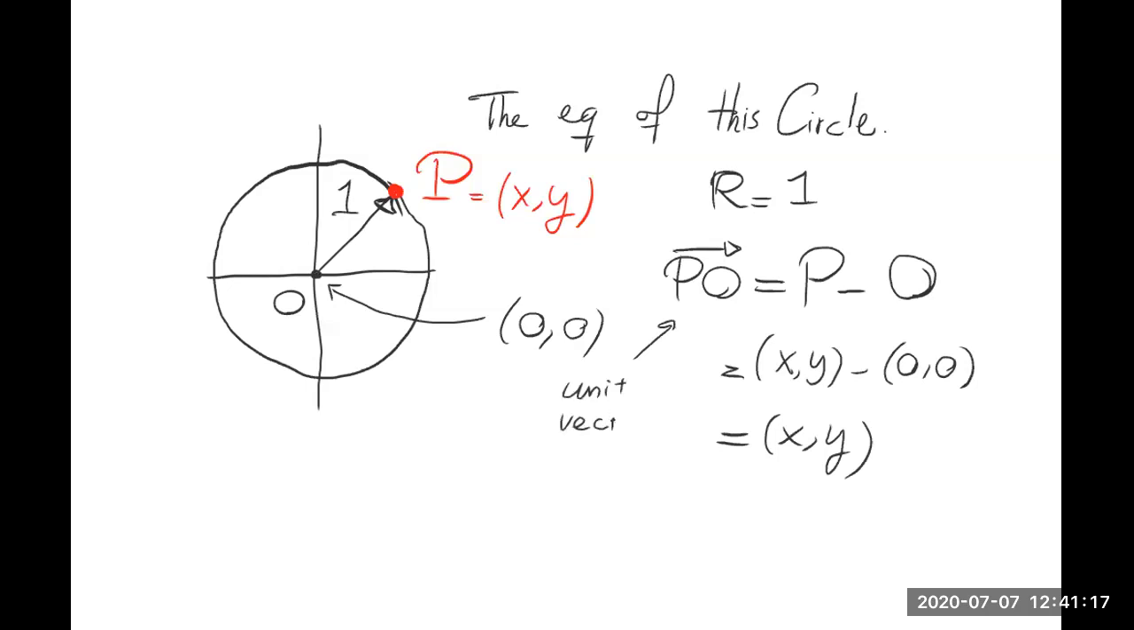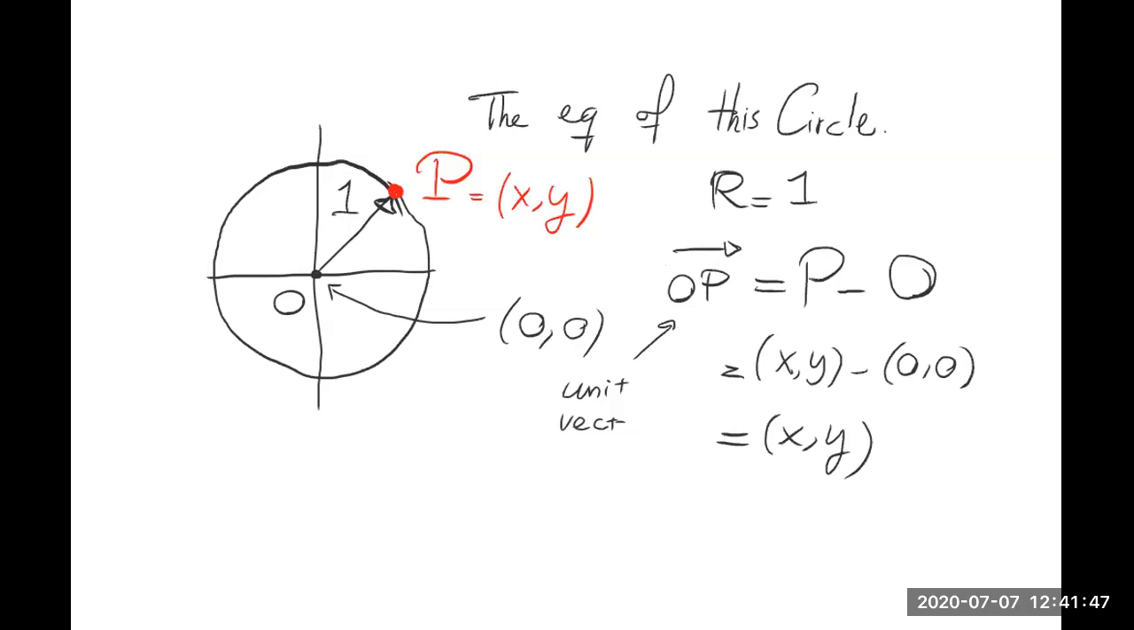Oh yeah, thank you. Yeah, I made a mistake here. Sorry. Well, no, by PO I mean this. Okay, yeah, I changed notation in the middle. It's OP. You're right. It goes from O to P, so it's P minus O. Thank you. So yeah, this is also a unit vector.